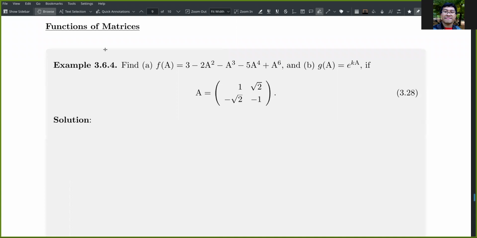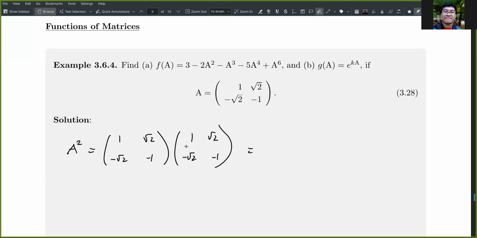And finally, matrices can be used in functions. So you have a function f of a matrix A, 3 minus 2A squared minus A cubed minus 5A to the fourth plus A to the sixth, where A is this. We simplify first some terms. For example, you want to know A squared. A squared is the matrix with rows 1, square root of 2 and negative square root of 2, negative 1, times itself. This row times this column, that would be 1 minus 2. This row and this column, that's negative square root of 2 plus square root of 2.